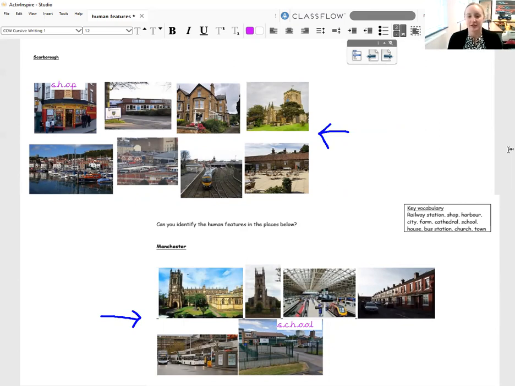They're your tasks for today. They're on the school website, or you can just leave them up on the screen now and you can discuss these and talk through the different human features at home if you can't print them off. And you can send us a video of you labeling them instead if you'd like. Have fun doing this task. Remember it, because we're going to be looking at Scarborough and Manchester in more depth tomorrow.